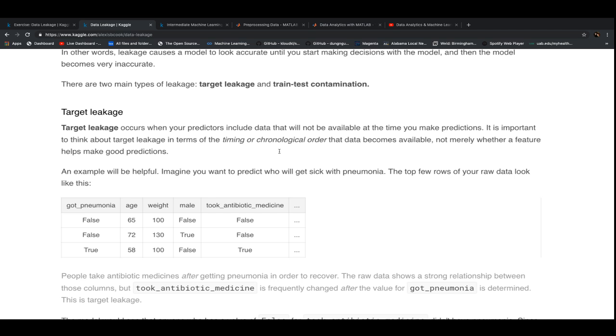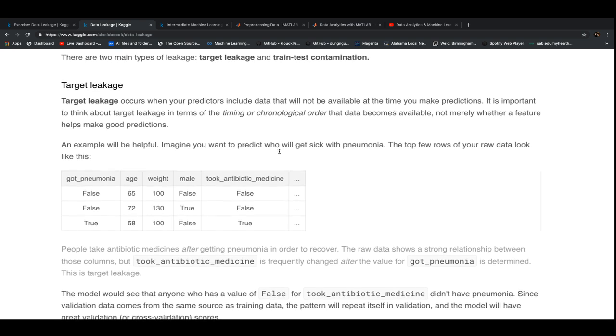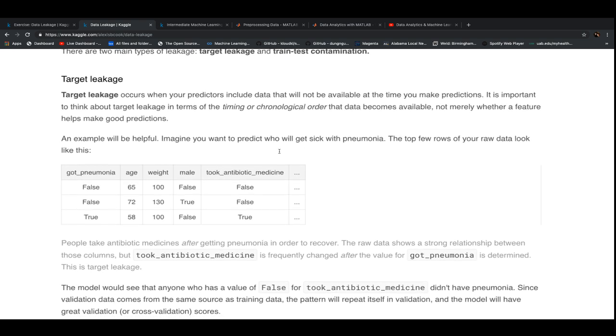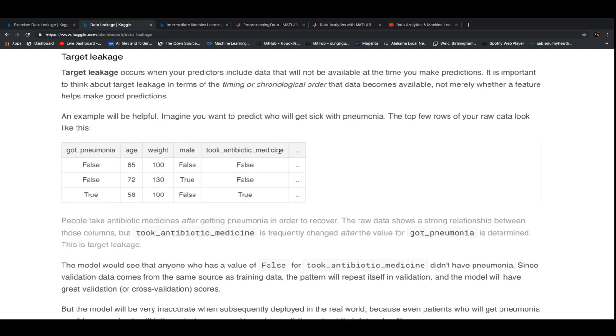They have a very basic example. I think going through the example will clear it up more. So, this is a table about predicting who will get sick with pneumonia. And there are multiple fields over there. So, there is that, did they get pneumonia? That's our target.